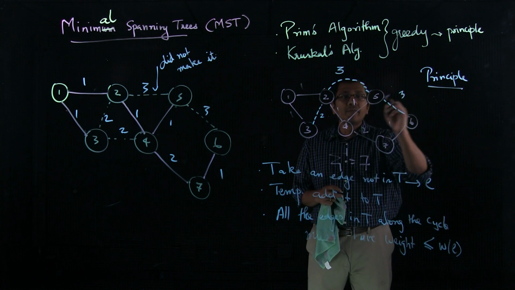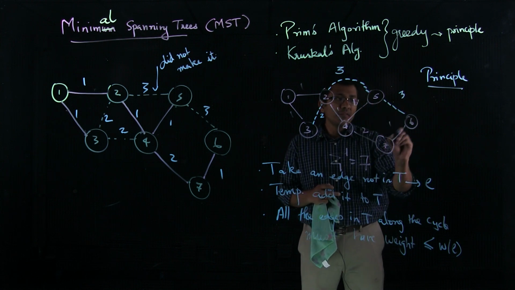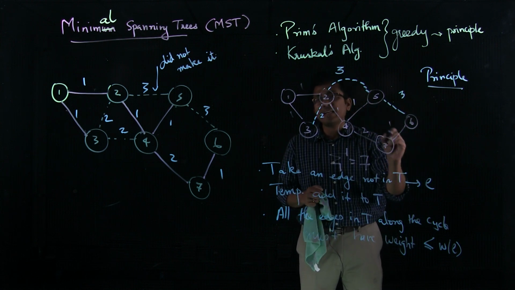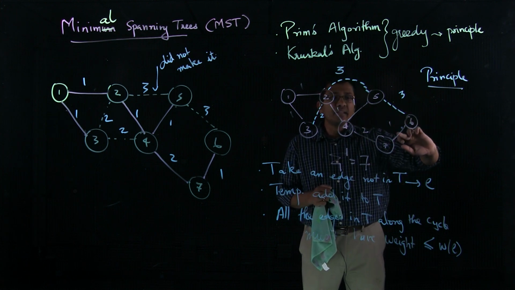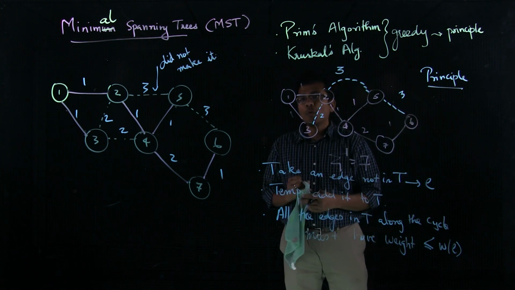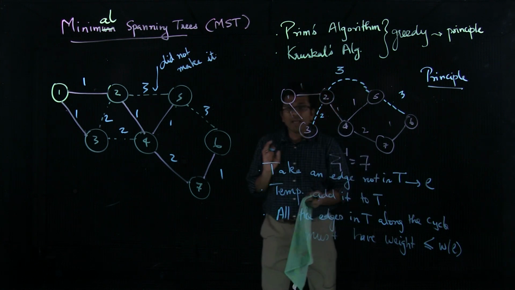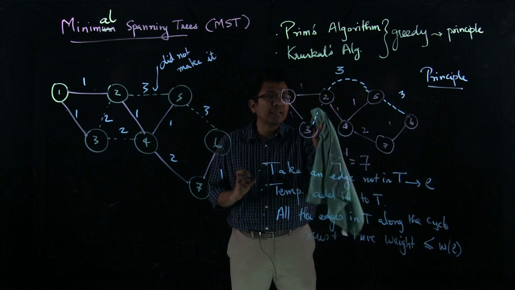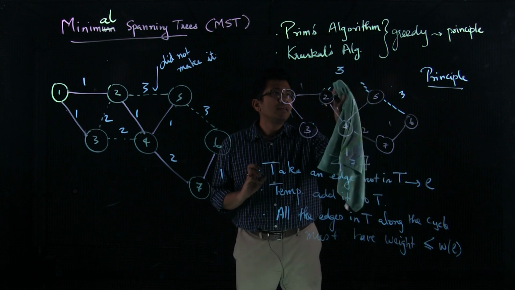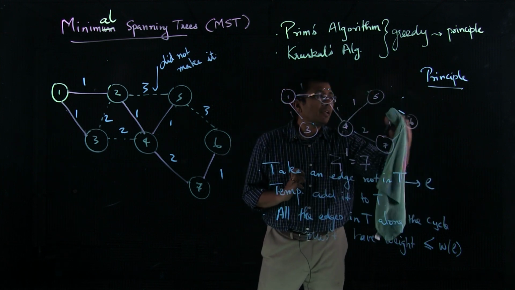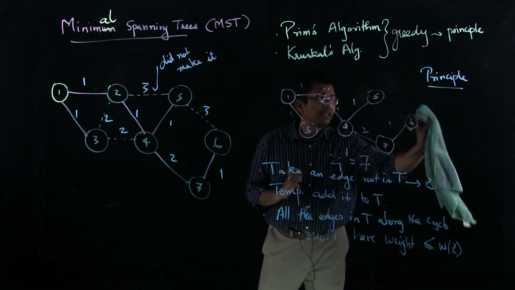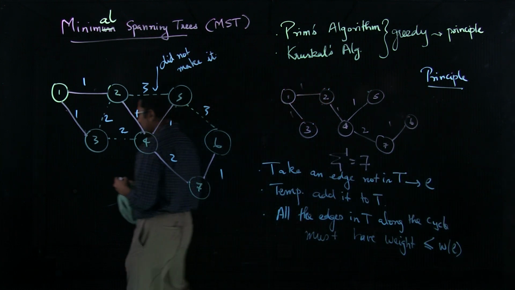Its weight is 3. Let us take the path from 5 to 6 along the tree. Its weights are 1 less than 3, 2 less than 3, 1 less than 3. So this is the principle. Any MST, any minimum spanning tree, must satisfy this property, this principle, and if it satisfies the principle, it is in fact a minimum spanning tree. Okay, it's an if and only if condition.